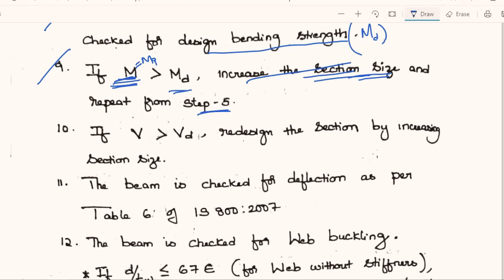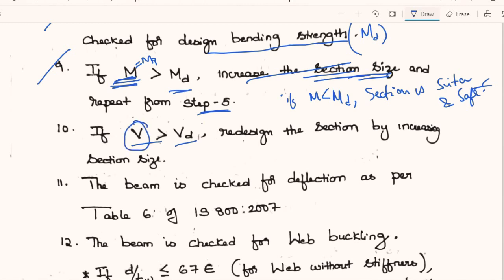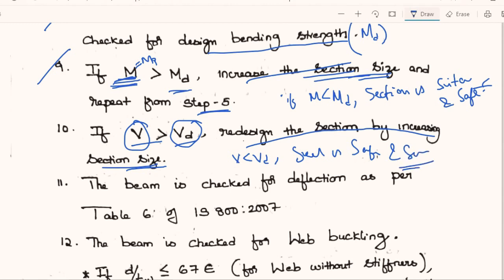If it is less than that value, it is safe. If M is less than MD, the section is suitable and safe. You can proceed with that section. And also you have to check V and VD. If V is greater than VD, that is, the shear force due to the load is greater than the shear strength of the beam, you have to redesign this section by increasing the section size. Okay, if V is less than VD, the section is safe and sound. It is good. You can proceed then.